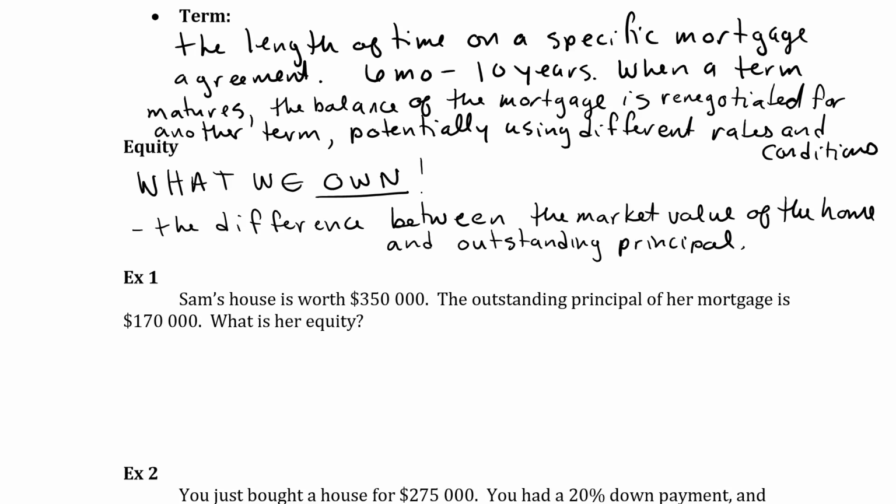So example number 1, Sam's house is worth $350,000. The outstanding principal of her mortgage is $170,000. What's her equity? Well, it's just the difference between those two. So $350,000 minus the outstanding principal of her mortgage, and we get $180,000.